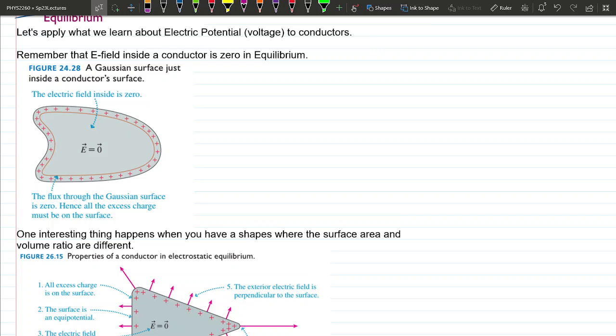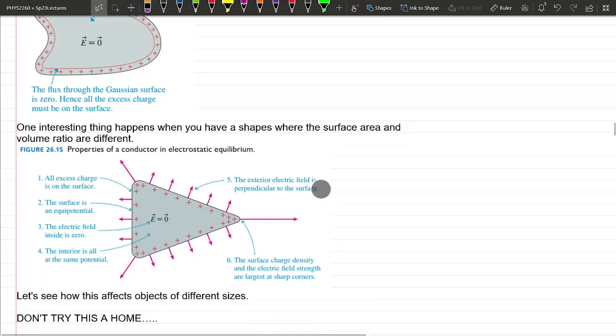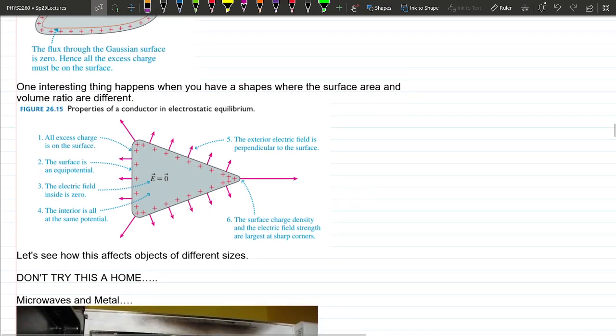So this brings up something interesting. What if instead of this wobbly shape, we have some triangular shape? The charges are going to try to be on the surface, but notice that on this part there are more charges compared to this flat part, because there's just more surface area on these sharp edges, right?